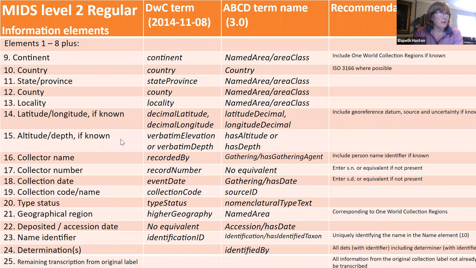And this is largely because a lot of the scientific research, biodiversity research, is dependent on particularly having a latitude and longitude on the specimen. So we do have latitude and longitude in here. Now that is immediately going to make things potentially quite hard, particularly for historical specimens, to achieve MIDS level two. It's going to increase the importance of that georeferencing effort.